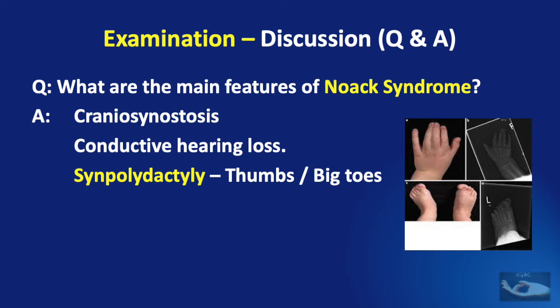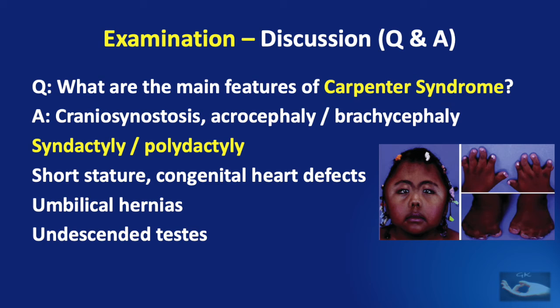The Noack syndrome, which has been identified as a type of Pfeiffer syndrome, is associated with craniosynostosis, conductive hearing loss and polydactyly involving mainly the thumbs and the big toes. In Carpenter syndrome, along with syndactyly and polydactyly, craniosynostosis associated with acrocephaly or brachycephaly, short stature, congenital heart defects, umbilical hernias and undescended testis may be seen.